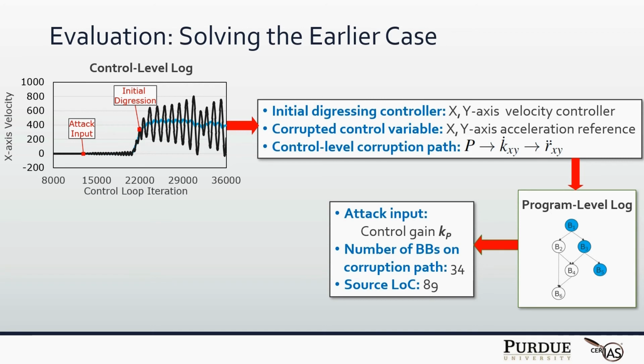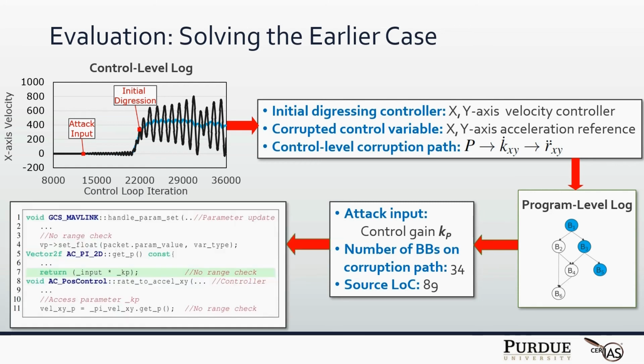Then MAYDAY pinpoints the attack input is control gain KP parameter. Remember, attackers change this parameter during the initial segment of the flight. Then MAYDAY identifies the basic blocks on the program level corruption path. On the program level corruption path affected by KP parameter, it turns out range check on KP parameter is totally missing. This means that an attacker can set KP parameter to any value and the program just accepts it. This is dangerous. We note that this was a real bug in the ArduPilot that was corrected.